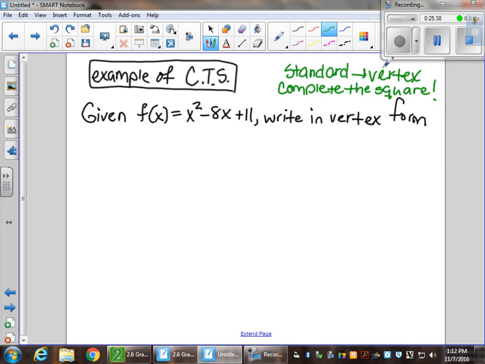As we work on this example, we're going to take some notes on process to the right. So work on the left, notes on the right. Instead of f of x, let's write y equals. So y equals x squared minus 8x plus 11.